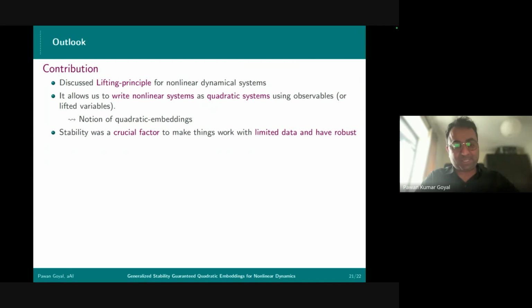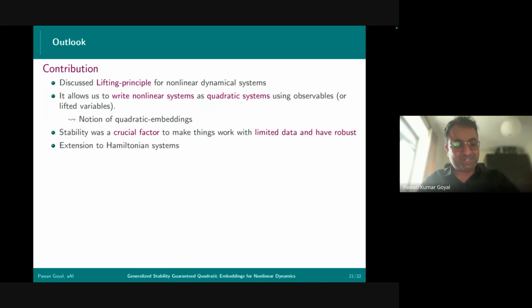And stability was a major factor in making all these things work together. Otherwise, we cannot work with limited data and have robustness. If we don't impose the stability, we cannot integrate in the latent space very accurately, and that means the overall dynamics is not learned properly.